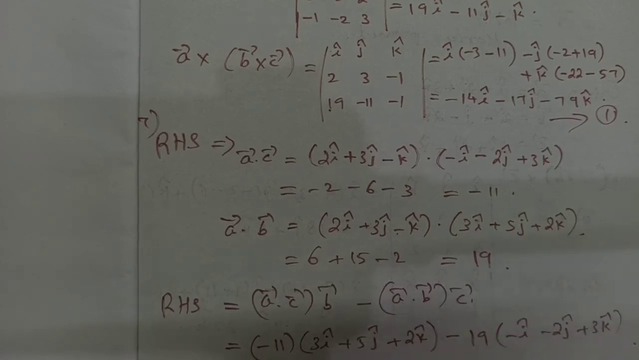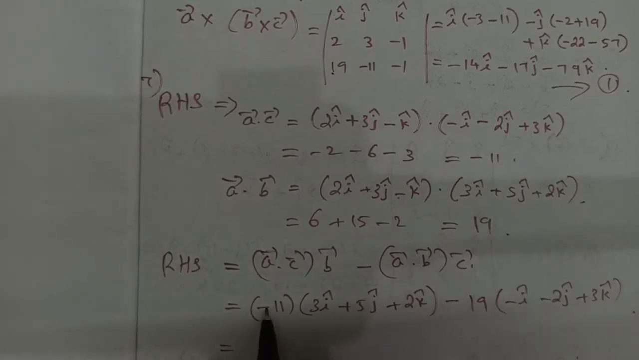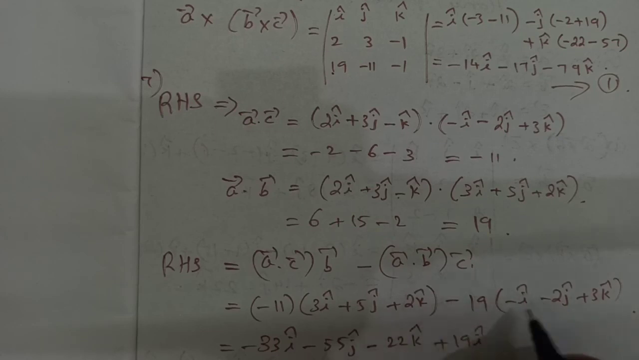So equal to minus 11 into 3, minus 33 i cap. This is minus 55 j cap. Next minus 11 into 2, this is minus 22 k cap. Then minus and minus is plus, 19 i cap. Minus into minus is plus, 2 into 19 is 38 j cap. Next minus, this is 57 k cap, 19 into 3.